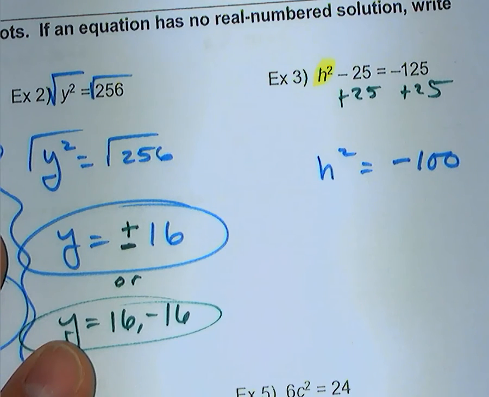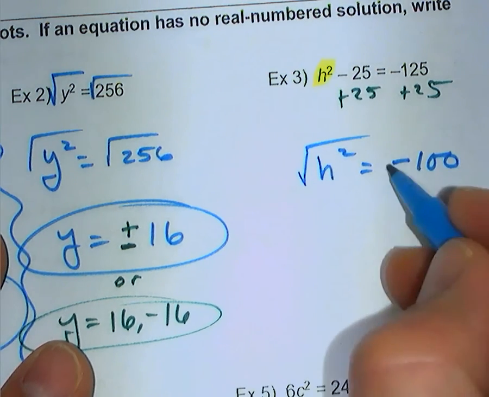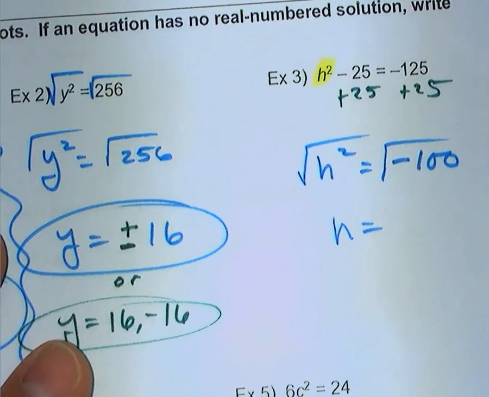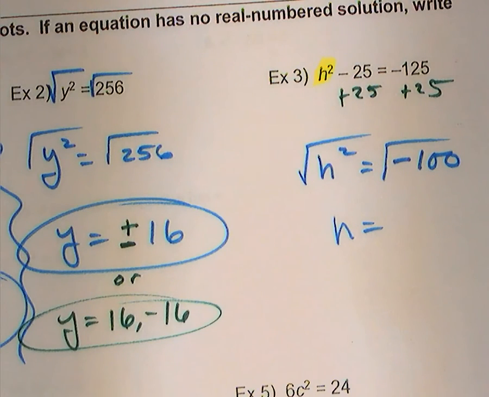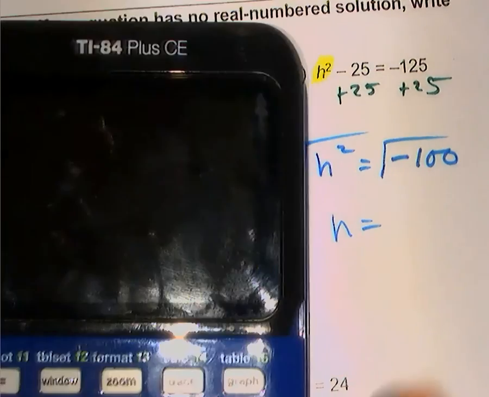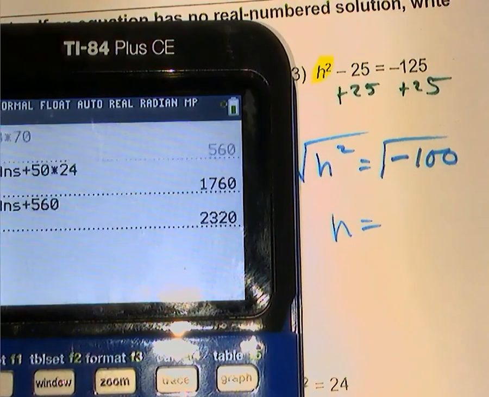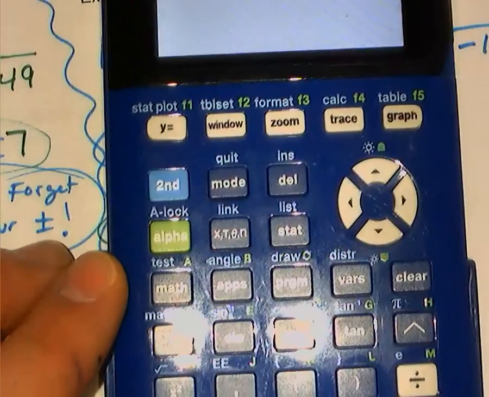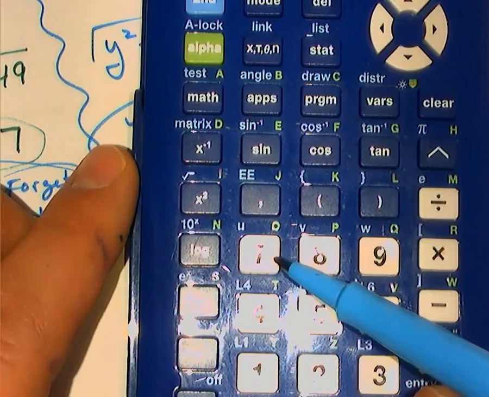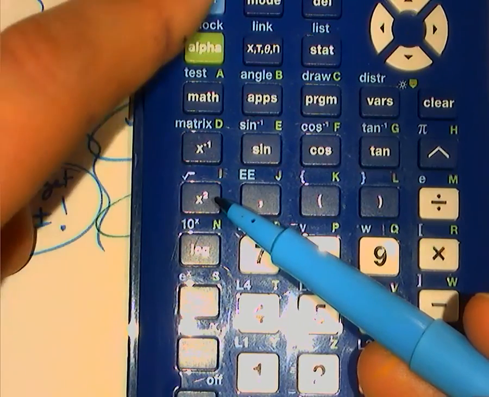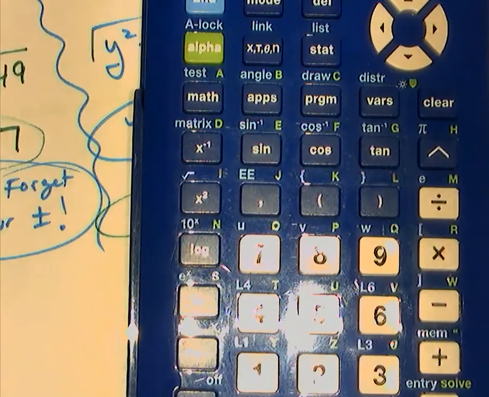Negative 100. And now how do I get rid of the squared? Square root it. What's the square root of 100? Put it in your calculator. The square root of 100 is 10. Well, look at what happens when I type in my calculator. By the way, guys, up here you'll see x squared in the corner of the 7. So press second x squared if you have the fancy calculator.